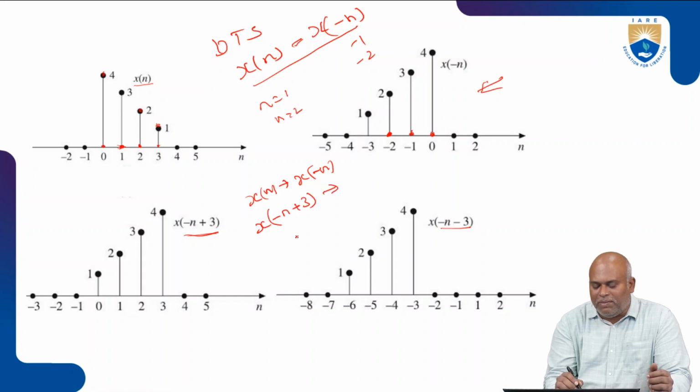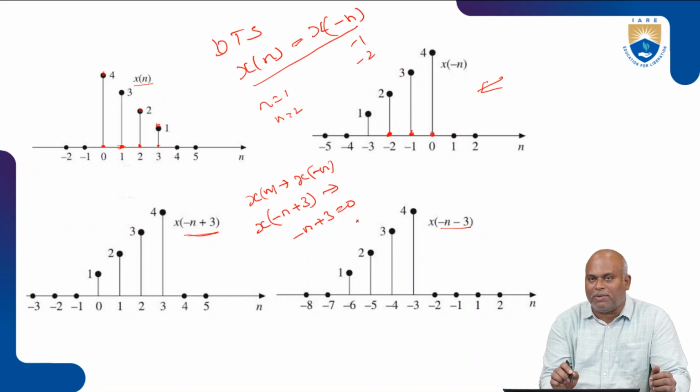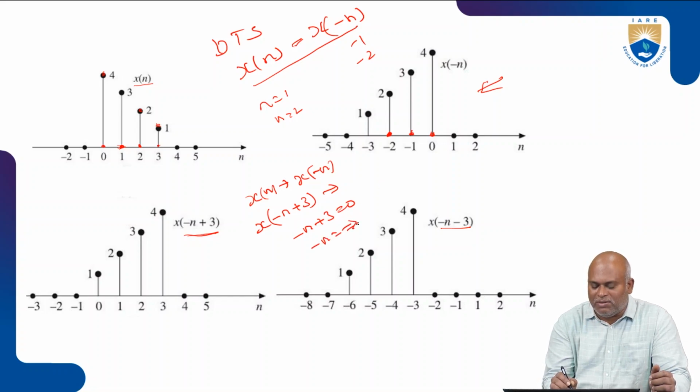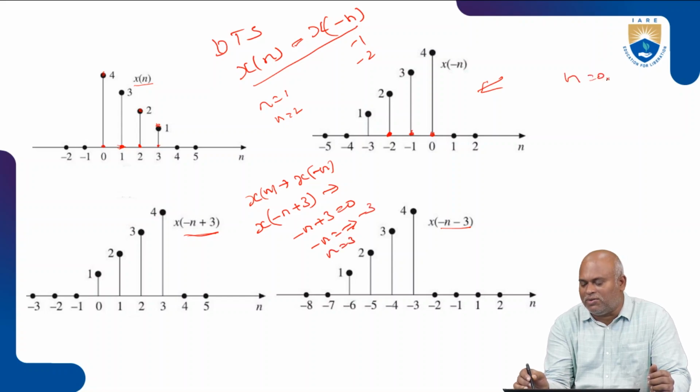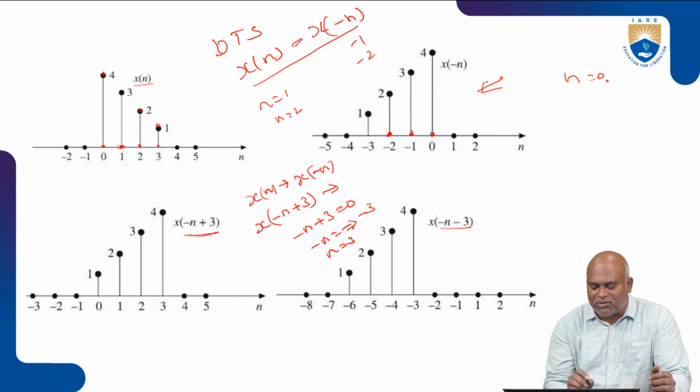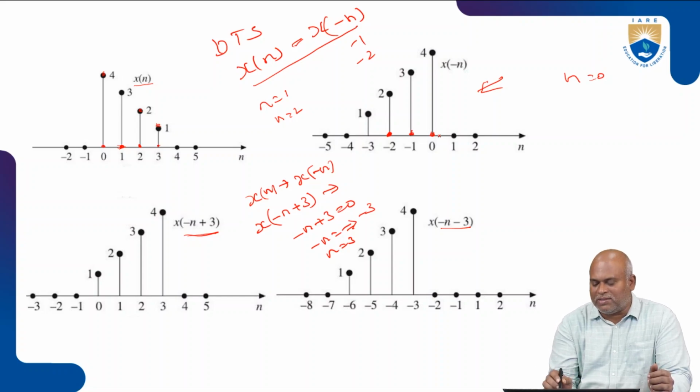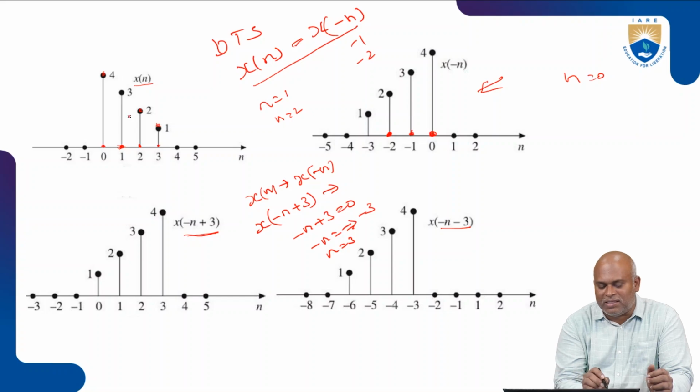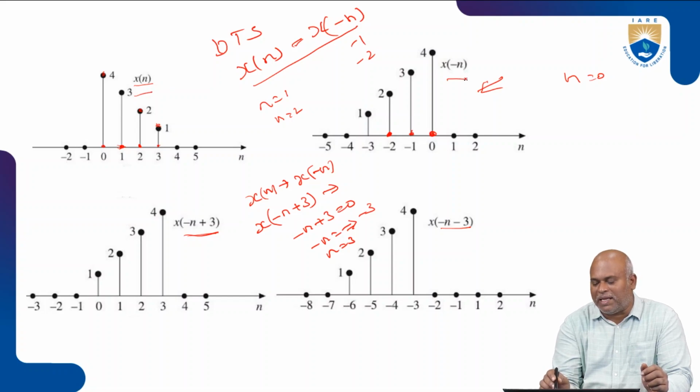So what will happen? Minus n plus 3 equal to 0. It's going to start at the origin as 0. Then minus n equal to minus 3, n equal to 3. So now you represent n equal to 0. That 0 position goes to the plus 3 position. So this is x of n, this is x of minus n. Then after we do the time shifting operation, x of minus n plus 3.